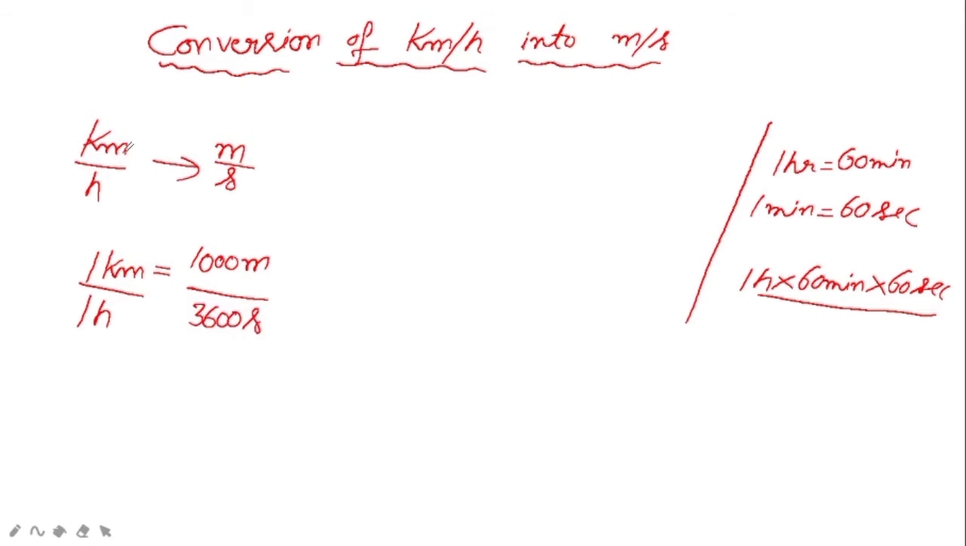Just look here. We have converted kilometer into meter and then 1 hour into second, that is 1 kilometer is equal to 1000 meter and then 1 hour is equal to 3600 seconds, right? So now by using this idea, we will convert the given speed, which is in kilometer per hour, into meter per second. Okay, so now for that we will take one example.